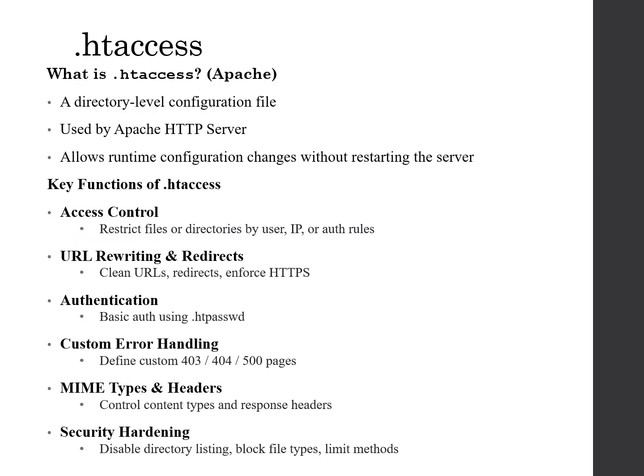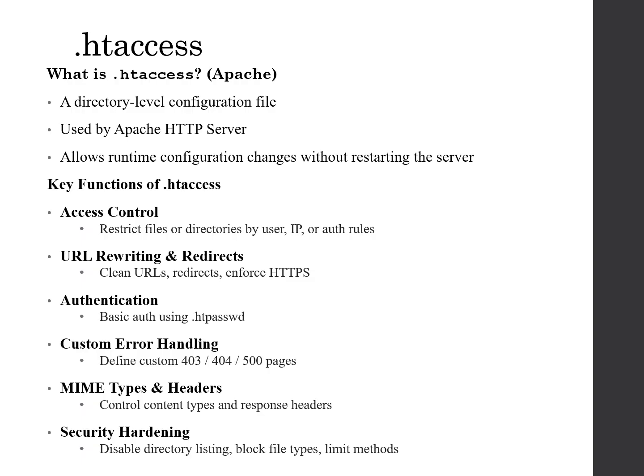Now, the last thing we need to talk about is .htaccess and other module parts of Apache. So what is .htaccess? Well, it's a directory-level configuration file that's used by Apache to allow different runtime configuration changes without having to restart the server. Some of the key functions of .htaccess are access control. You can restrict files or directories or IPs. You can also do different rewrite or redirect rules, which are crucial if maybe one of your web pages is changing. You might want to redirect it.